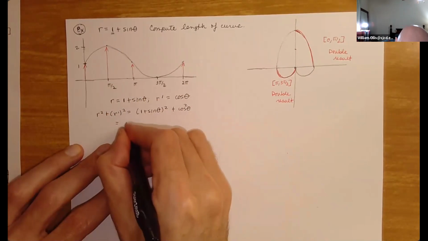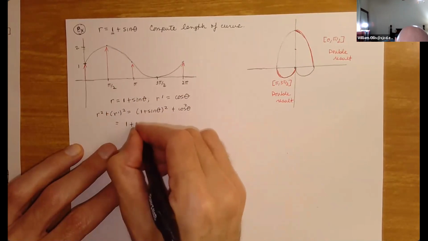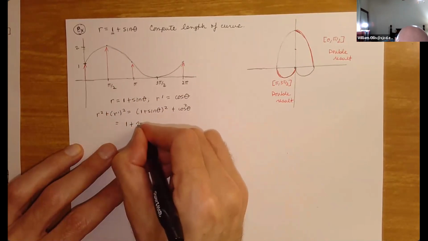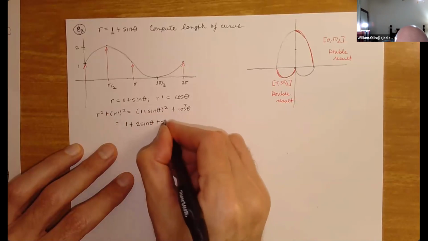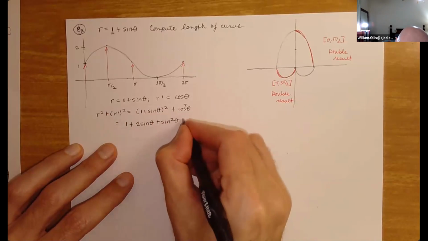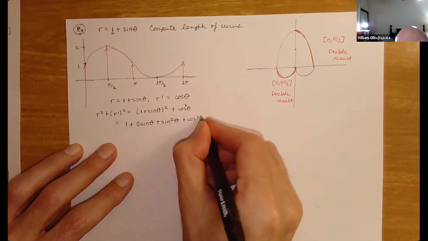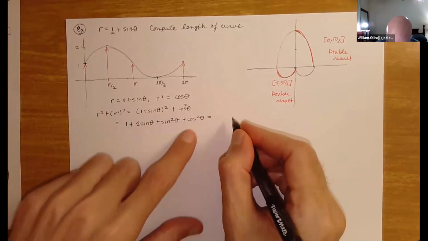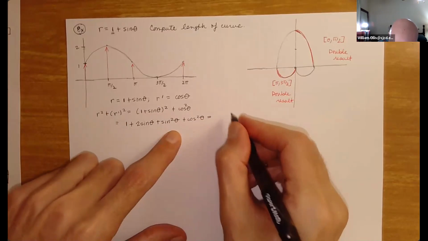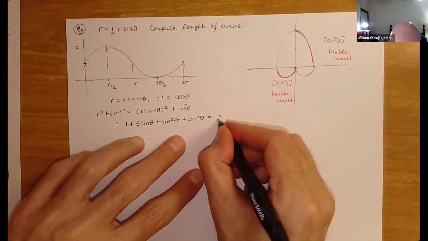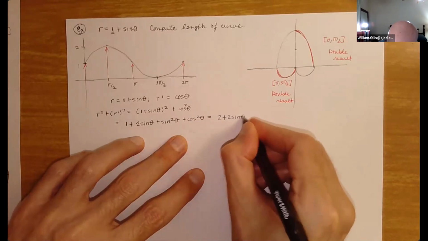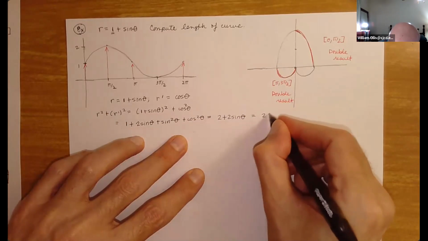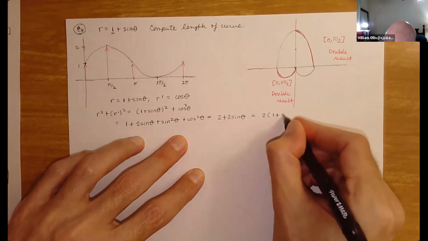So this will give us 1 plus 2 sine theta plus sine squared plus cosine squared. But now, of course, cosine squared plus sine squared is 1. 1 plus 1 is 2. So this gives us 2 plus 2 sine theta, which we can write as 2 times 1 plus sine theta.